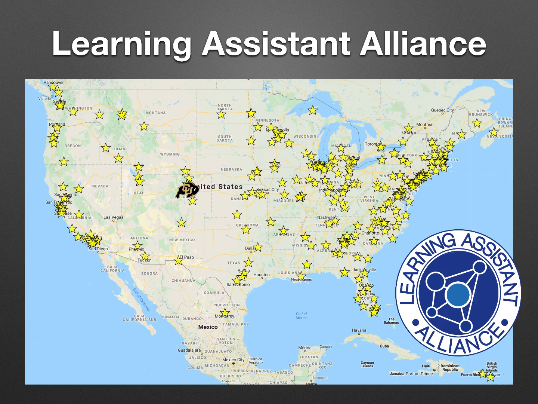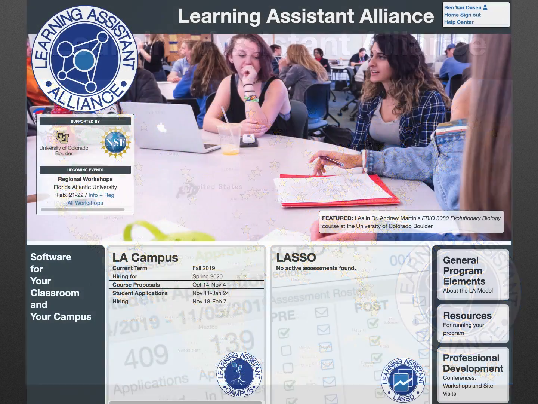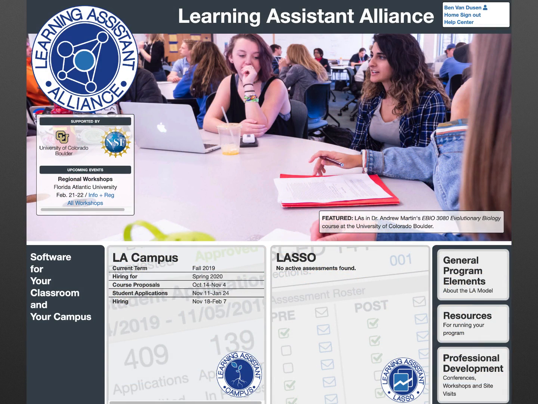And so the Learning Assistant Alliance has created a web page with a bunch of information. You can find it at learningassistantalliance.org. And when you create an account there, it gives you access to a lot of different resources. Whether it's LA Campus, which can help you with hiring, or LASSO, which can help you with assessing, and I'll have a whole other share-a-thon on LASSO here in a little bit. There's the resources page, like for running your own LA program. So there's a bunch of good stuff on here. It's all free. The account's free.